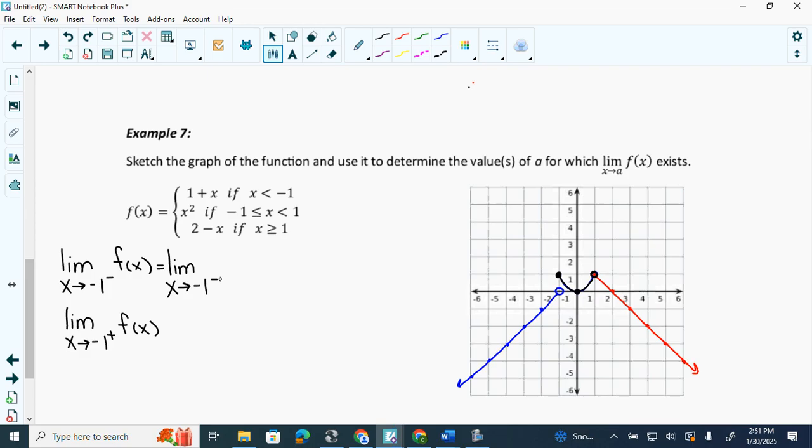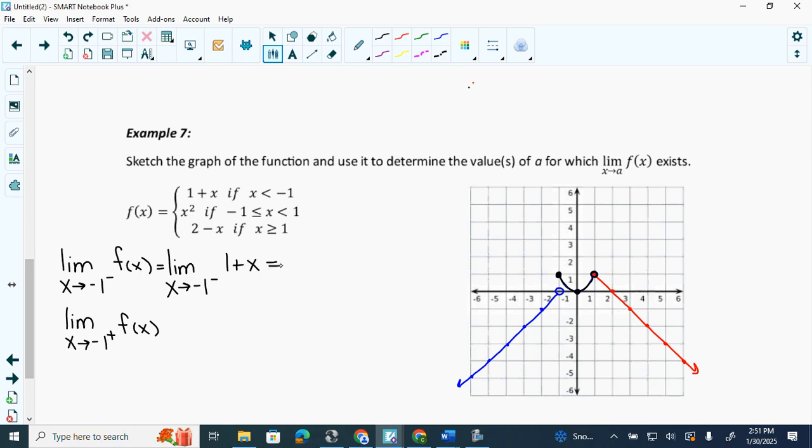Really the top one, right? The 1 plus x. The one that is less than -1. Because less than -1 would be coming from the left. Correct? And the easiest way to remember it is if it's from the left, you pick the less than. If it's from the right, you pick the greater than. Okay? So this is my less than one. So instead of writing f of x, I'm actually going to put 1 plus x.